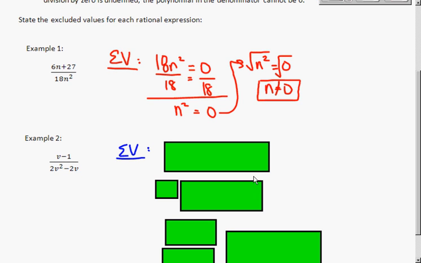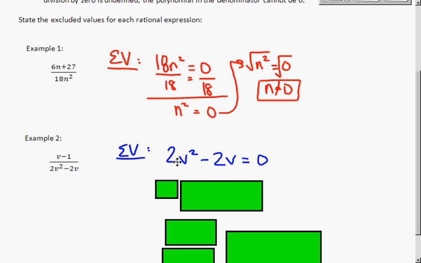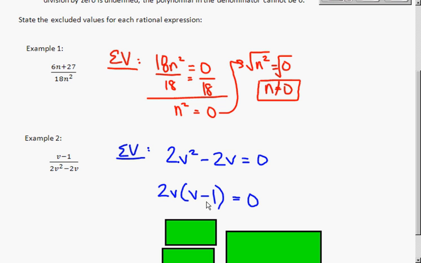Example 2, again take your denominator, set it equal to 0. When you set it equal to 0 here, you'll notice that you'll want to do some factoring, and in this case you'll want to factor out your greatest common factor. Numerically, you can factor out a 2 out of both terms and a v out of both terms. So I'm going to factor out a 2v. When I factor out a 2v, I'm left with v minus 1, and then again set it equal to 0. So if you did the distributive property, 2v times v is 2v squared. 2v times negative 1 is negative 2v.